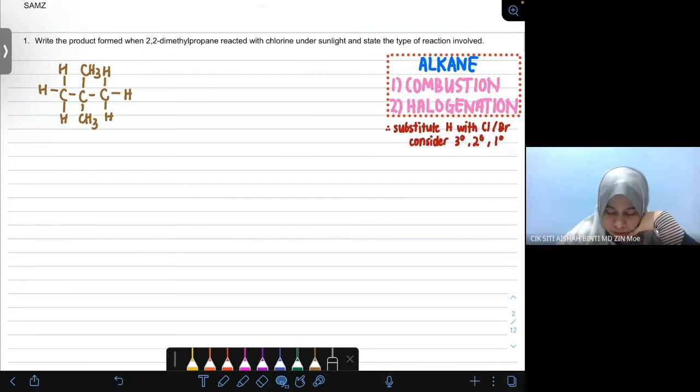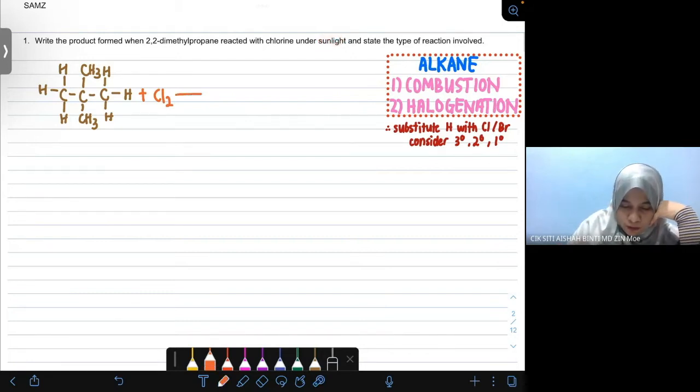Okay, for this reaction, we need to react it with chlorine under sunlight. So when it reacted with chlorine, we have to plus dengan Cl2. Okay, under sunlight ni, you have to write down dia punya UV. So, kat sini kita buatlah UV.